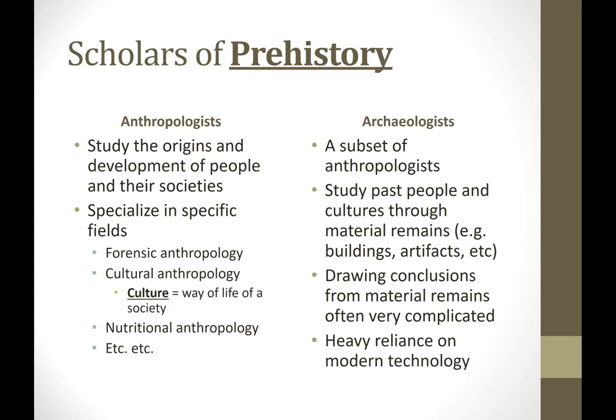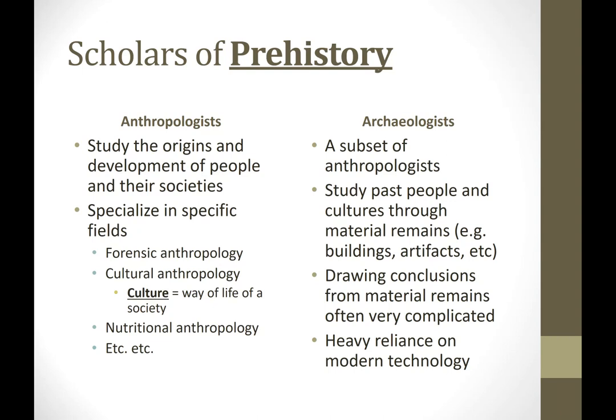Forensic anthropologists do the same thing, except they are historians that analyze the remains of dead people. Cultural anthropologists specifically study culture, which is the way of life of a society. So they'll focus on the traditions and the customs of a group of human beings, not their physical remains. There are people that specialize in food anthropology, nutritional anthropology. They study the food that humans eat throughout history. And you can come up with any other kinds of anthropologists. Okay, so there's lots and lots of different specific types.